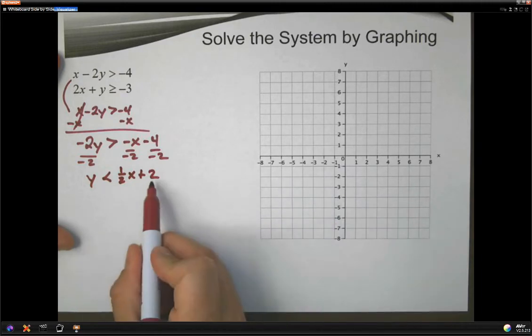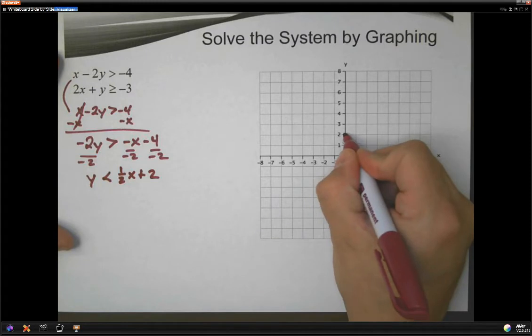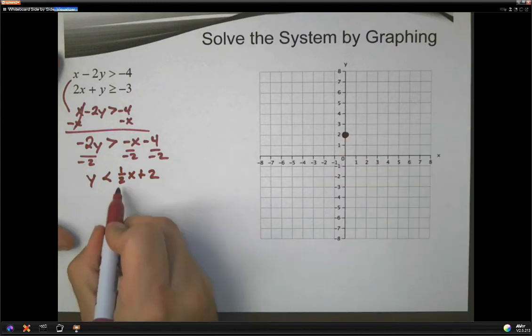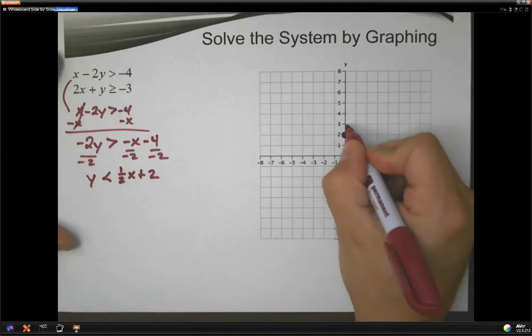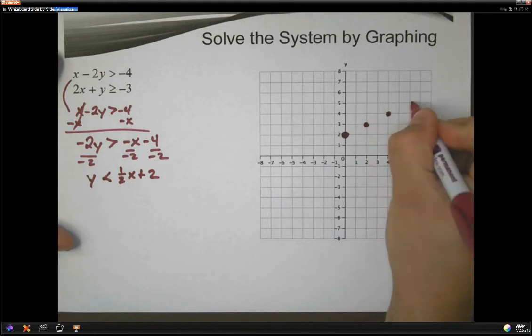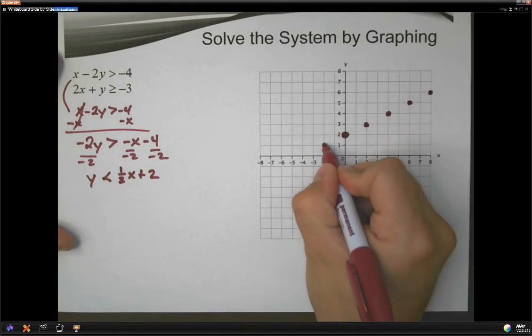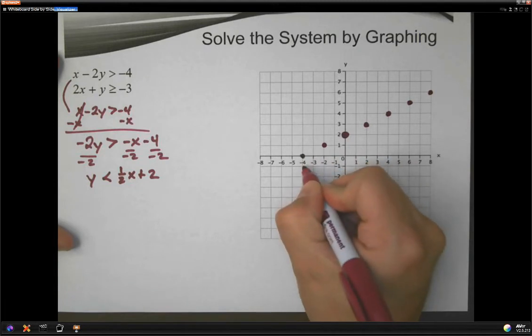And so I'll start with the y-intercept, which again is going to be at +2. The slope is 1/2 and it's positive, so that's up and to the right. So we're going to go up 1 and right 2. You go as far as you need to go, remembering you can always go the complete opposite.